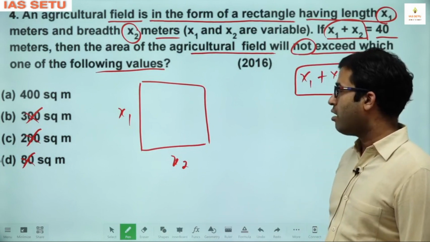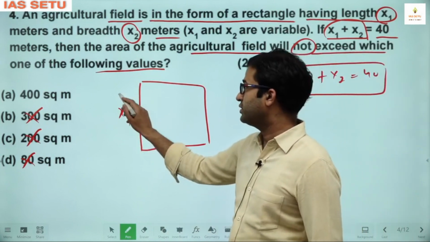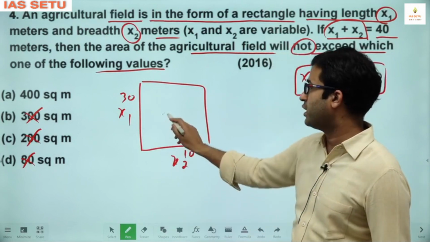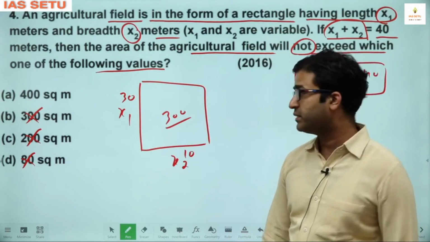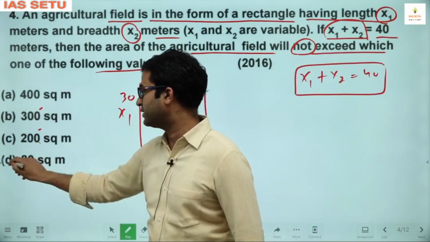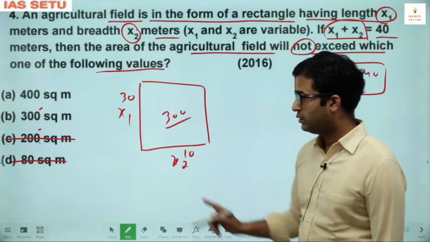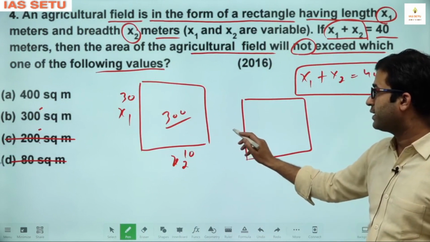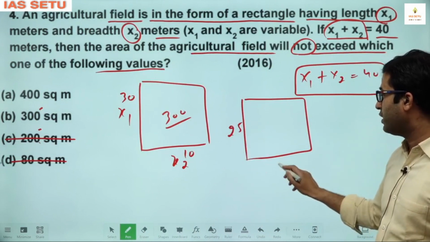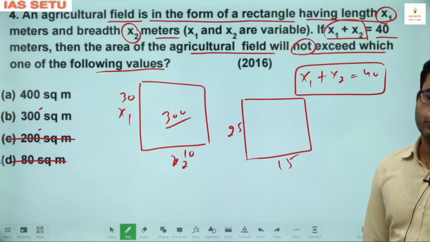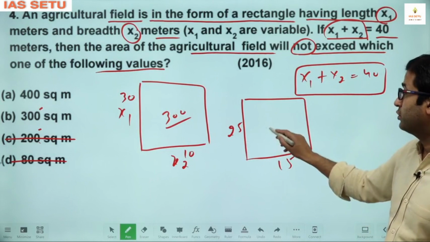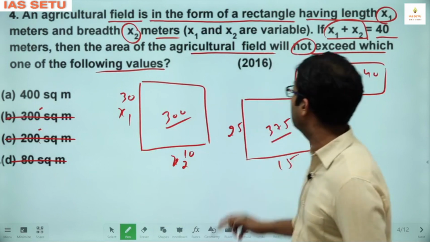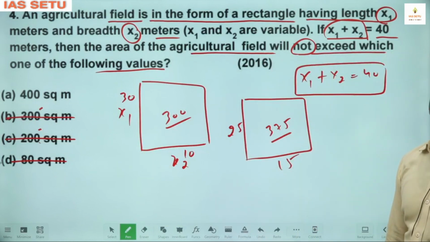Now here, I try. This is 30, this is 10. Total has to be 40. So the area becomes 300. So it exceeds 80, it exceeds 200. Now I take 25 and 15. What is 25 into 15? 375. It exceeds 300, so 300 is not possible. So it will not exceed 400.